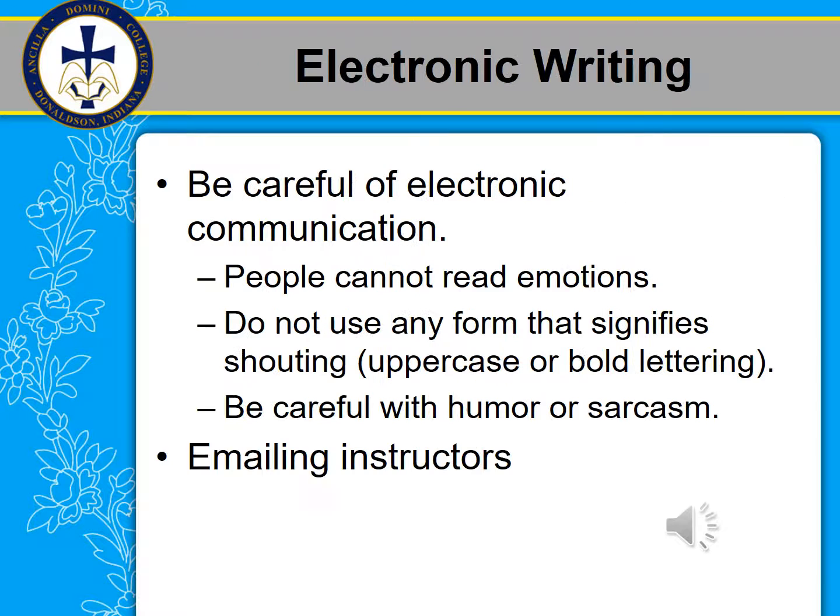We also want to really consider our communication when it comes to electronic writing. Again, sometimes that can be formal, sometimes it can be informal, but we need to make sure that we keep a few things in mind. One is that people can't read emotions. Some of us write in ways where we think that we're writing a certain way, but other people may misread our emotion. For example, don't use any form that signifies shouting, like uppercase or bold lettering. That can come across as being overly aggressive or overly dramatic to people.